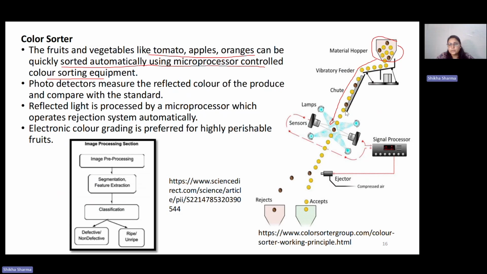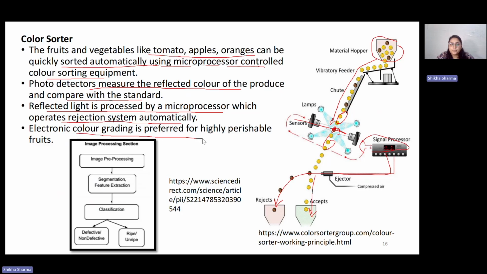Suppose these are the good ones and this is the spoiled one. The sensors sense that this is the spoiled one and send the signal. Based on the processed signal, the ejector ejects all the rejected material, separating the accepted and the rejected materials. The photo detectors measure the reflected color of the produce and compare it with the standards, and the reflected light is processed by a microprocessor which operates the rejection system automatically.